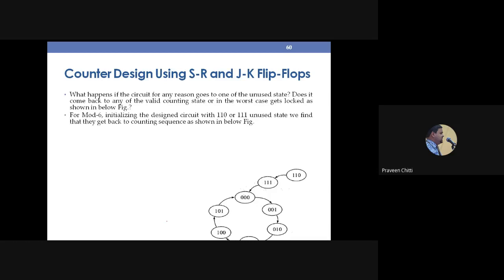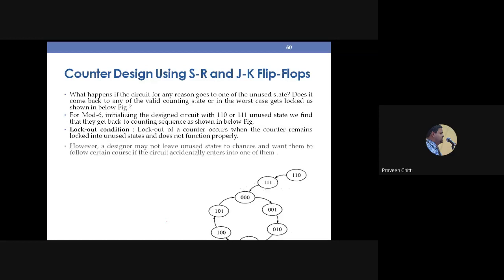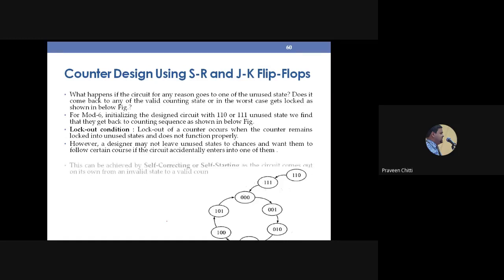So actually this is the mod 6 example. When I say mod 6, it will count from 0 to 5: 0, 1, 2, 3, 4, 5. Total 6 states are there. Then what about the remaining 2 states? When the counter goes to 110 and 111, for these 2 states, it should come back to the reset state. The next state for these 2 states is the reset state, that is 0. So how can we design such counters where, if the unused states occur, you should go back to the reset state? Such counters, as I said, are called self-correcting or self-starting counters. We'll see how we can do the design.